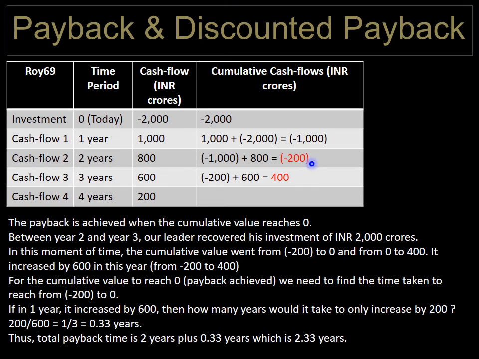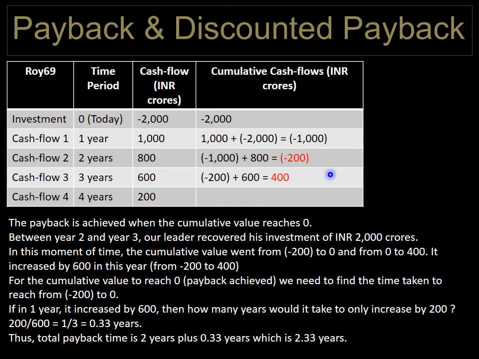Between year 2 and 3, the value went from negative to positive. It went from minus 200 to 0 and from 0 to 400. I want to know how long it took to go from minus 200 to 0. I don't care about the profits, I only want to know how long it takes to achieve payback. When it reaches value 0, we say that payback has been achieved. So it's taken 1 year, 2 years, and some more time.